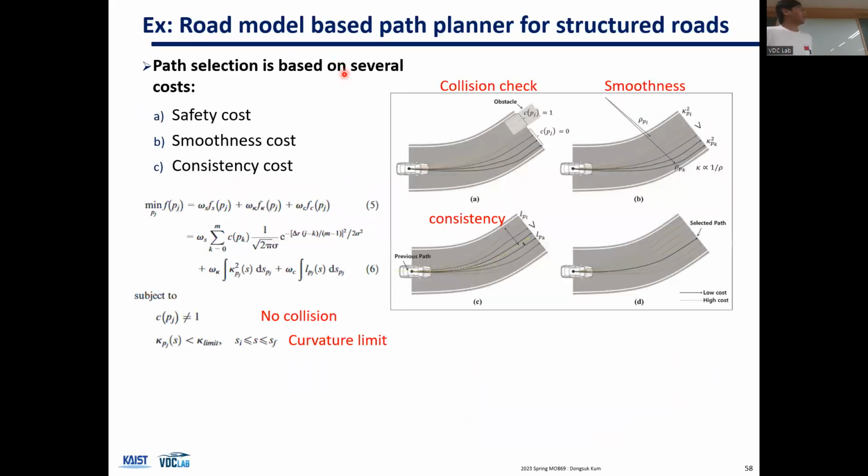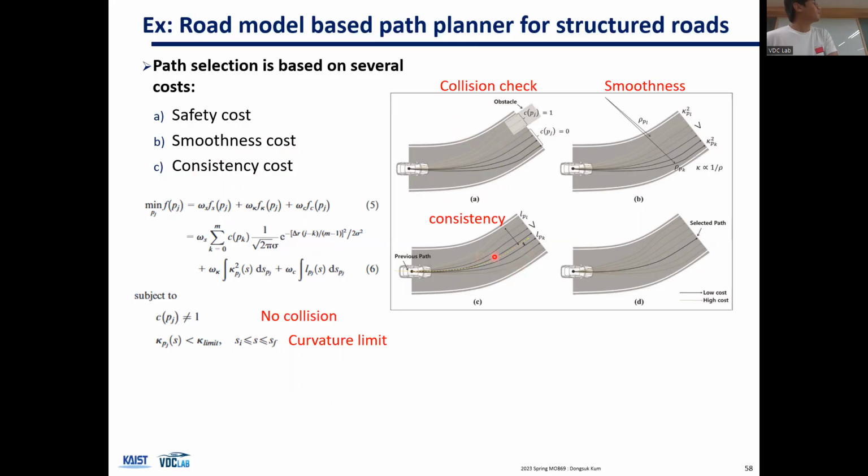Path selection for A1 is based on three main components, which are the safety cost, smoothness cost, and consistency cost. Here, the costs are used together for the objective function. Safety, of course, is the collision check, no collision. Smoothness means the smoothness of the path, and consistency is how much the path diverges from the previous planning time step.